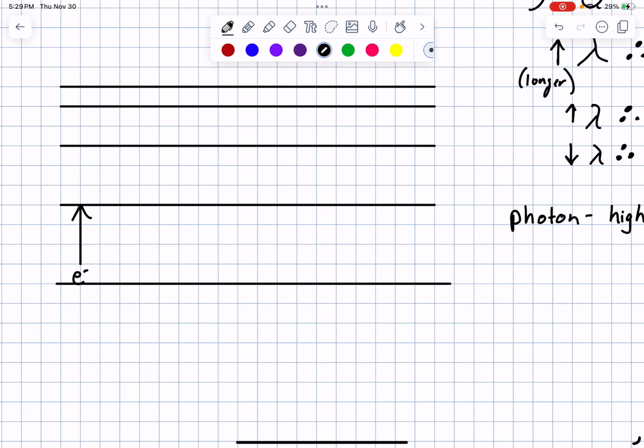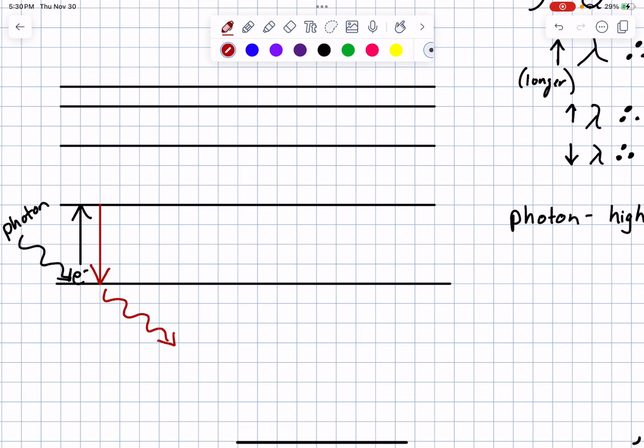How do we know this? Well, because it's absorbing energy. And in this case, since it only jumps up 1 level, it absorbs a low energy photon. So this is my photon. It's low energy because it has a long wavelength. And the reason why I know it's low energy is because when you see the light that is emitted from it, it emits a red light. And so that tells us that it is a low energy photon.